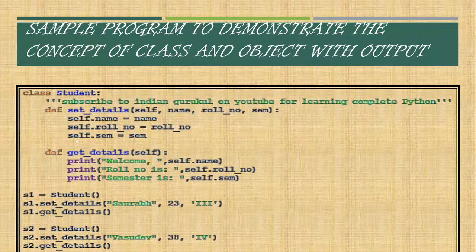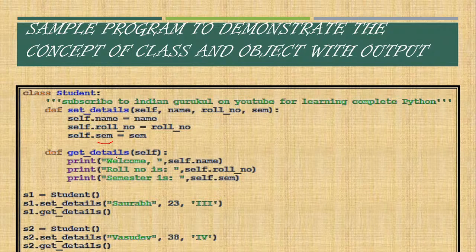So this is the thing. What are the different features which we think a student could have? Any student will have his name. Then the student will have his roll number and the semester in which he is appearing.